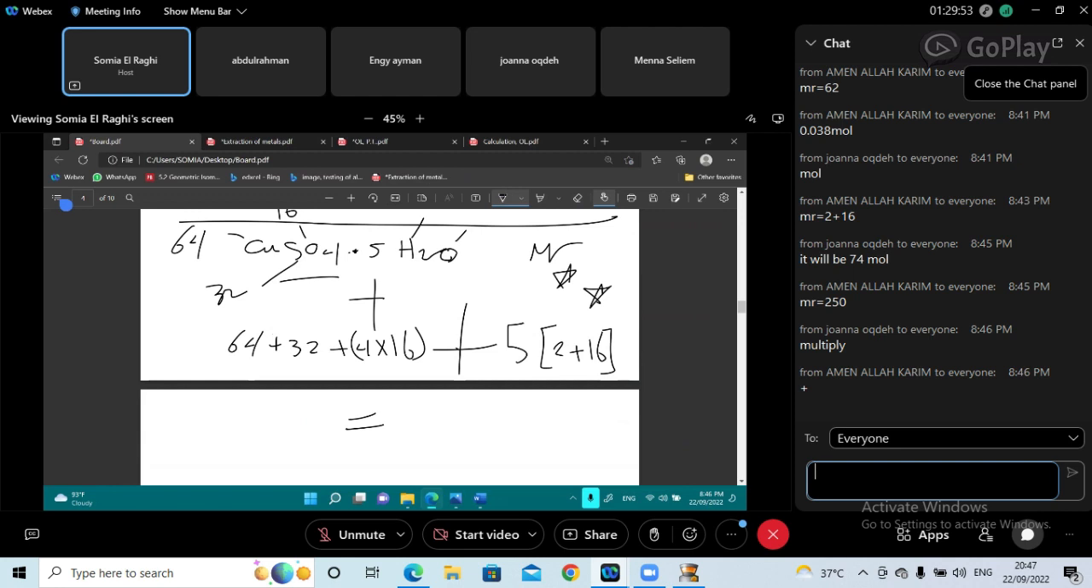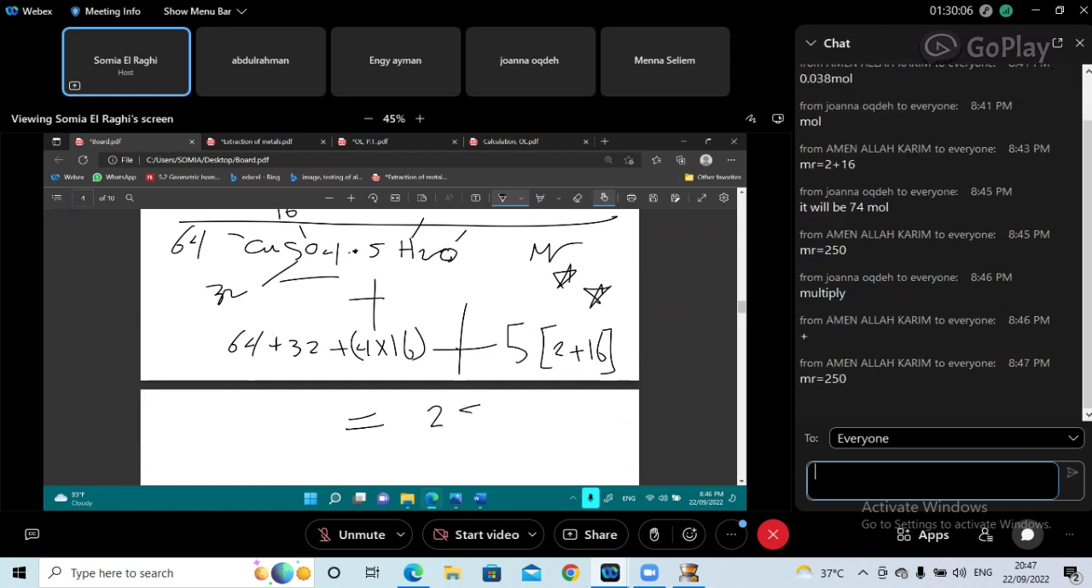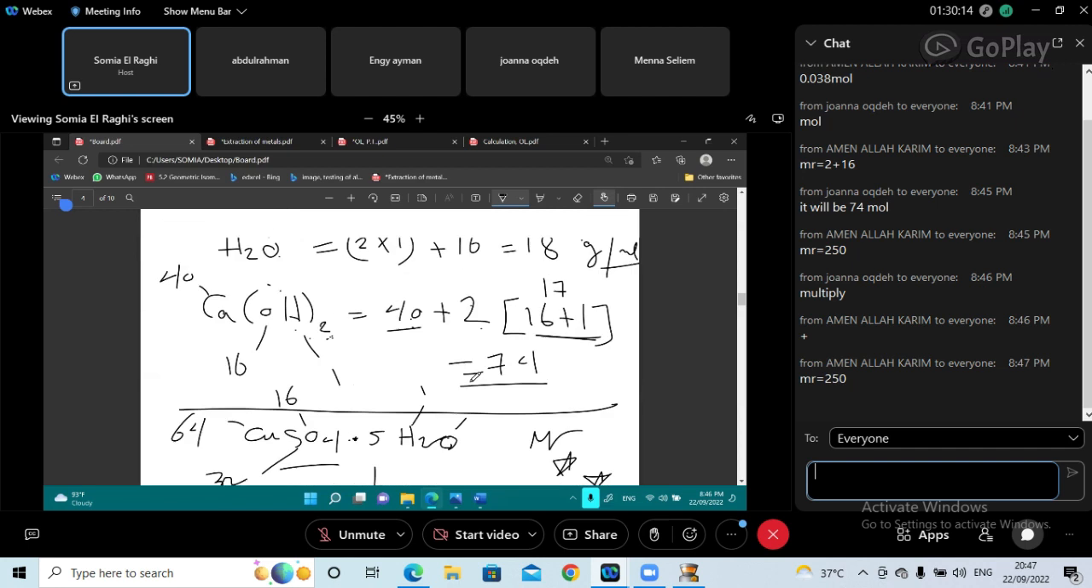Even grade 11, they got this question last year. Find the MR of copper sulfate dot 5 parts of water. That is the way. So the dot in chemistry is addition. We get here 250. That is the MR. Clear? Okay. So we talked today about if you get a mass of material.